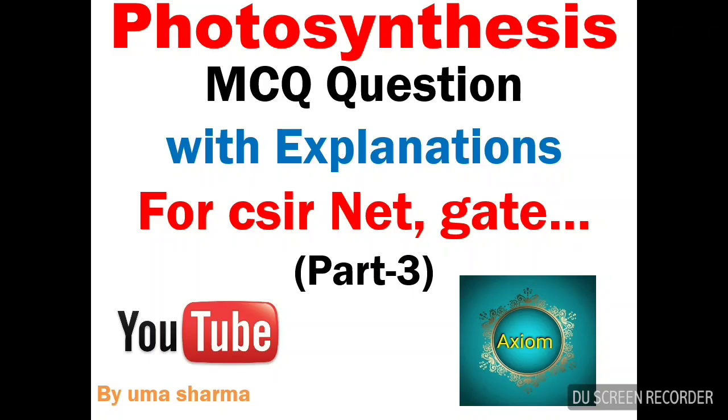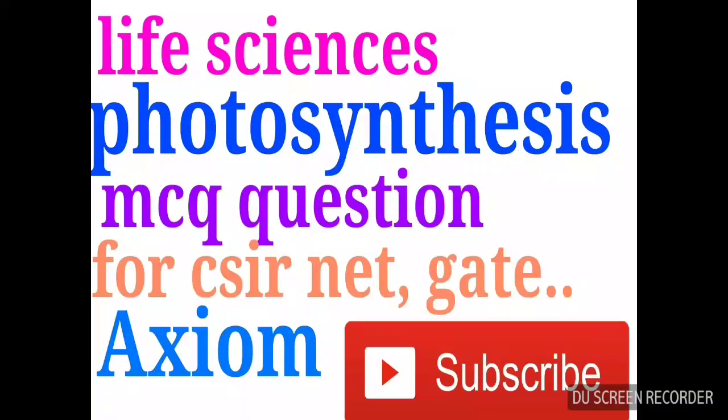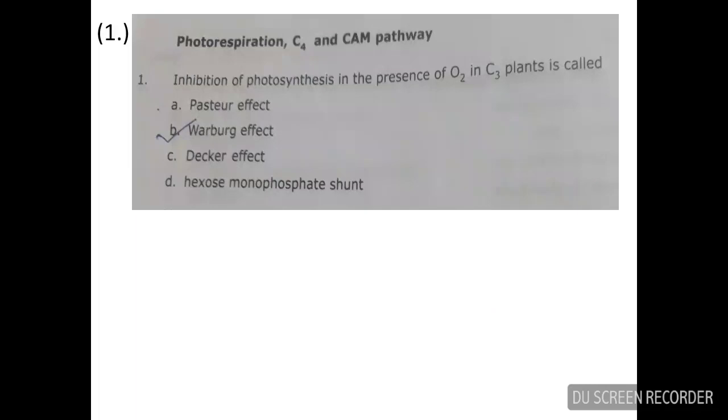So today I will discuss photosynthesis MCQ questions. Okay, so let's start the first question. Question number 1. Inhibition of photosynthesis in the presence of O2 in C3 plants is called: option A, Pasteur effect; option B, Warburg effect; option C, Decker effect; and option D, hexose monophosphate shunt. Okay, so the answer will be option B, Warburg effect.